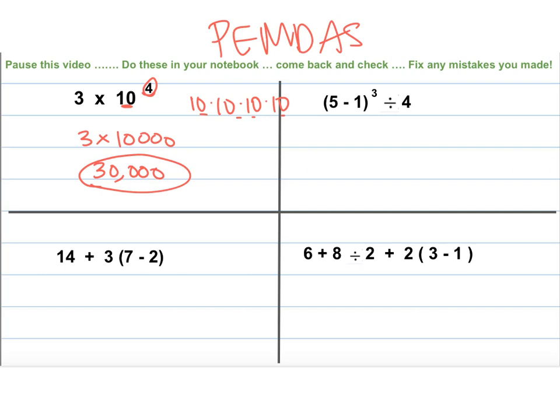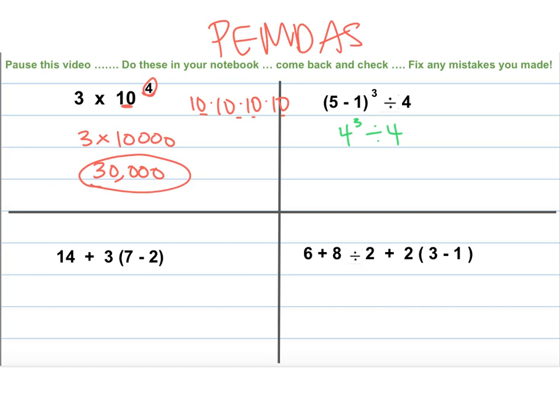Okay. Next one. In parentheses, 5 minus 1, to the power of 3, divided by 4. So I start with the parentheses here. 5 minus 1 is 4. Now I could keep the parentheses around here, but it's not necessary, because there's nothing else but just that number in there. But we still have to the power of 3 divided by 4.